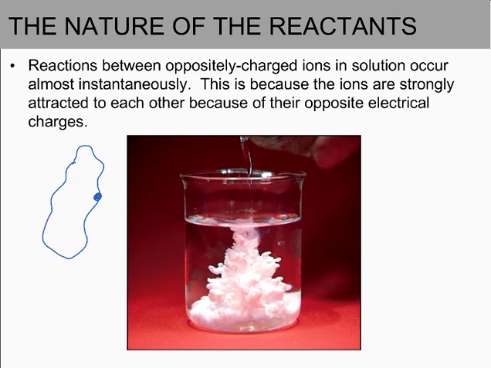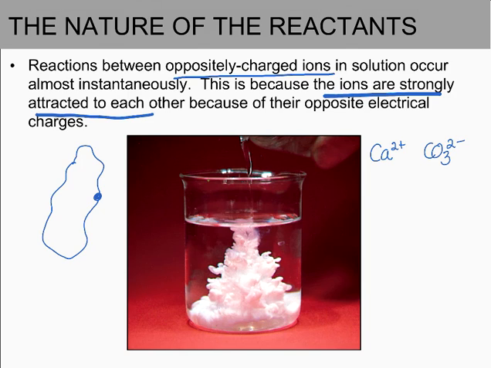So one example for the nature of the reactants, oppositely charged ions in solution will react pretty well together pretty quickly, and that's because the ions are strongly attracted to each other because of their opposite electrical charges. So down below we have a figure of a precipitation reaction, which we've seen before. And earlier we talked about calcium and carbonate and how they form a precipitate in solution. And again, that's due to the fact that they are very attracted to each other through their electrical charges.